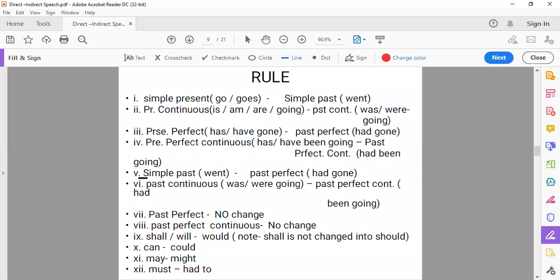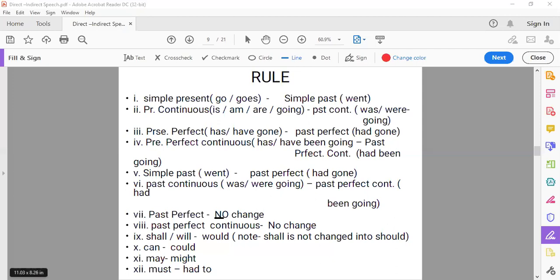Then coming to the second, that is simple past. If we have reported speech in the simple past, meaning we already have the second form used, then we'll change it to past perfect. That means had plus third form. If past continuous is used in the reported speech, then it will change into past perfect continuous. That means was changes into had been, and the main verb will remain the same. If there is past perfect in the reported speech, no change. If there is past perfect continuous in the reported speech, no change. This is about past tense.